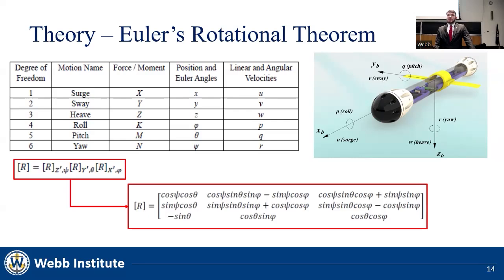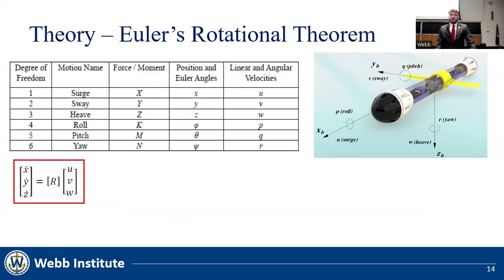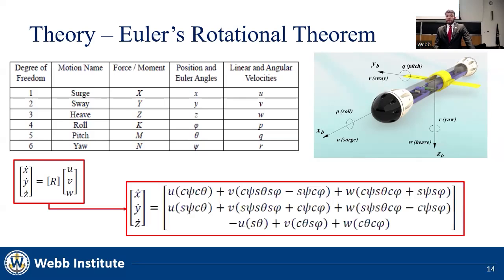The rotational matrix can then be used to define the linear motions using the following equation. On the left-hand side of this equation, you can see the Earth-fixed velocities, and on the right-hand side of the equation, you can see the body-fixed velocities. The final form of this translation is as follows. Note, in this equation, the C's represent the cosines and the S's represent the sines.